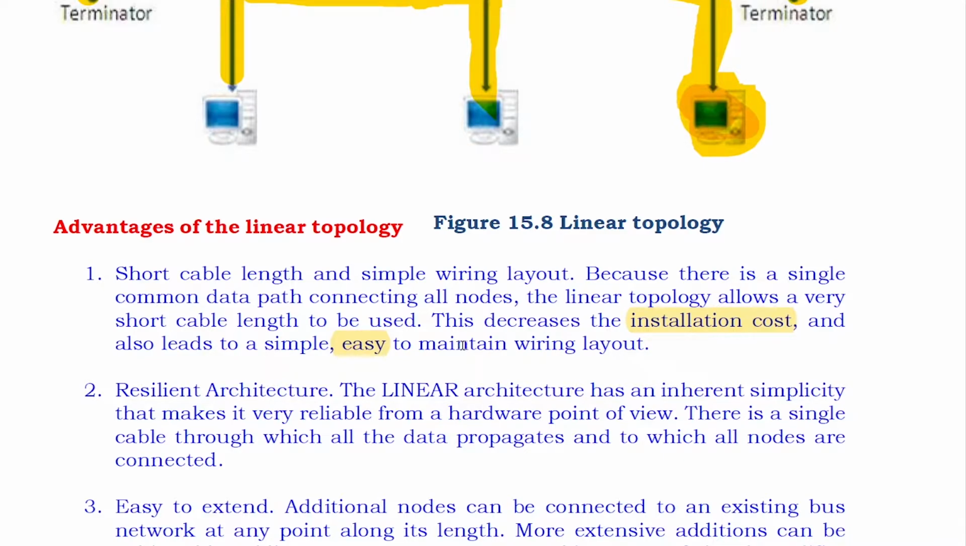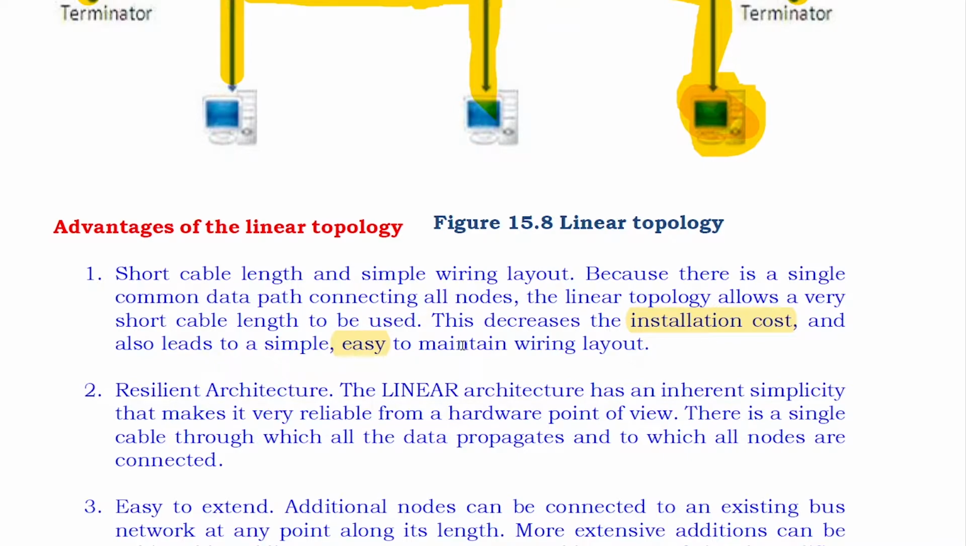So, of course, the installation cost is less. It takes less money. And it's also a simple and easy to maintain wiring layout because there is only one cable. If anything happens, you just replace the cable, or any modification can be done easily. And also it's a very simple network. So, a short cable length. Normally we do not use kilometers of cable, so it's a short length. Therefore, short cable length and simple wiring. There is no complex logic, so we do not have to design it this way or that way.